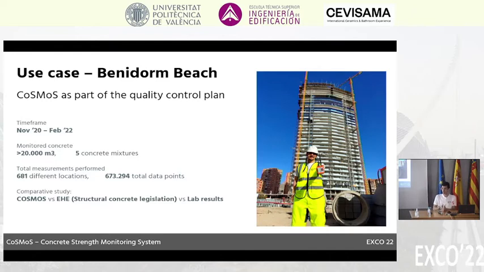There have been more than 20,000 cubic meters of concrete poured, more than 5 concrete mixtures, and overall, we have put measurements and sensors in 681 locations, giving us a total of more than 670,000 data points of temperature, concrete strength, maturity, and so on to assess and process. And with this data, a comparative study has been made, comparing the results of CoSMoS versus those of the Spanish legislation for structural concrete, which is the EHA, and also versus lab results, which were the method they use in the building site in order to decide the go or no go for next stages.